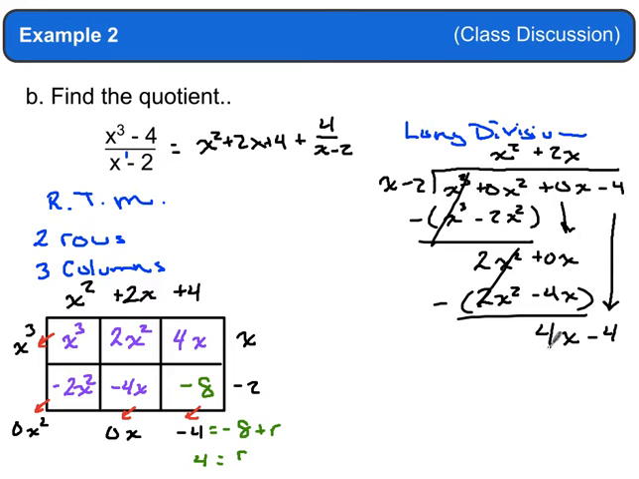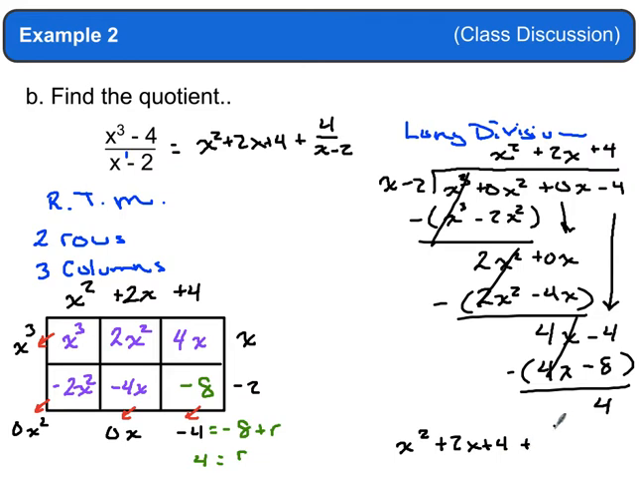And so x goes into this one positive 4 times. And so you end up with 4x minus 8. Put the parentheses. This cancels, negative 4 minus negative 8. And you get that remainder of 4. And again, that confirms our answer as the quotient of x squared plus 2x plus 4 with a remainder of 4 over our divisor, x minus 2.